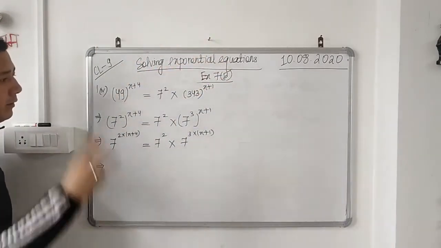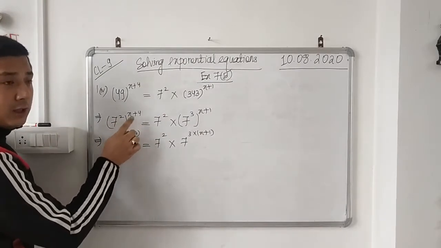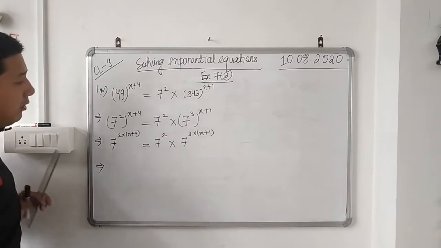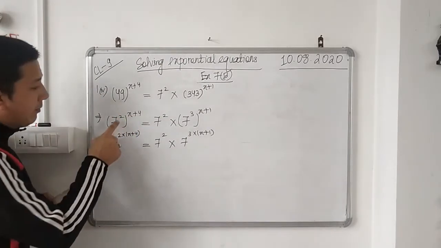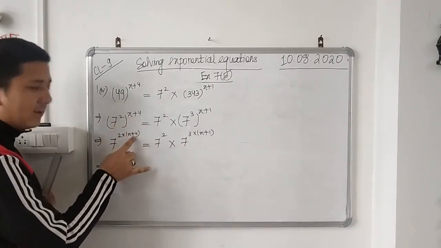7 7 7, 3 times, okay? Now, I can use the power law. Now, most of the students make mistakes out here. When I tell you to use the power law, you have to multiply 2 with both of these. Some of you only multiply 2 with x, finished. No, it will be 2x plus 8. Okay?